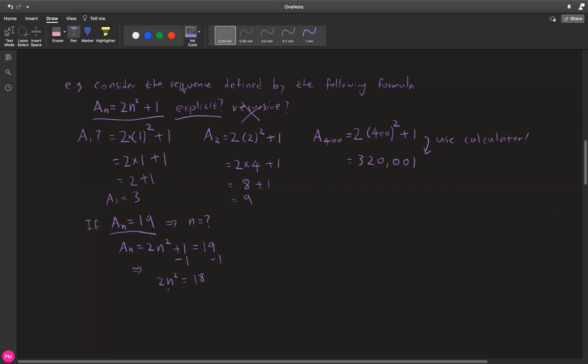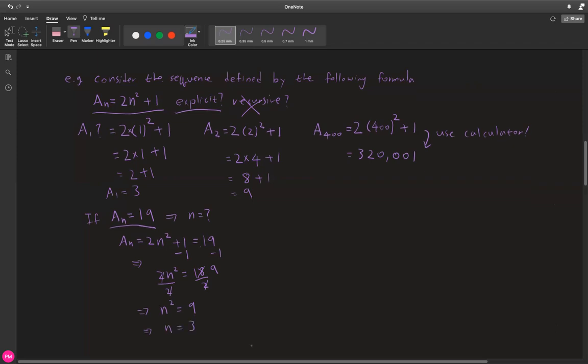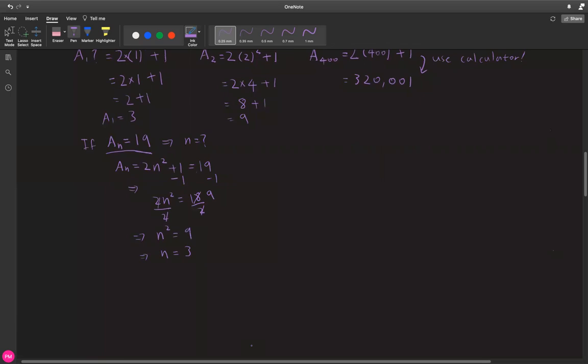And from here, to isolate the n by itself, you would divide both sides by 2. And then you would have n squared, because the 2 cancels by itself, and 2 and 18 cancel to be 9. You get 9 there. So when n squared equals 9, it's easy to see that n is 3 because 3 squared is 9. Does that make sense to everyone?